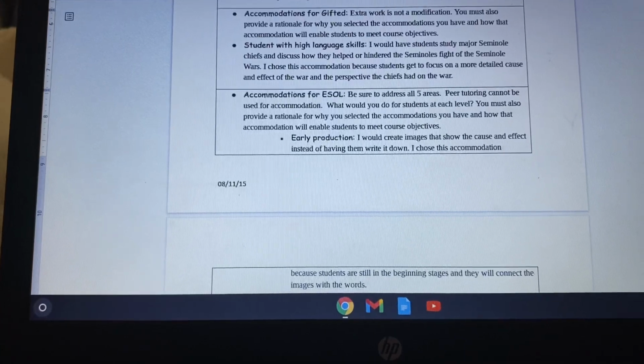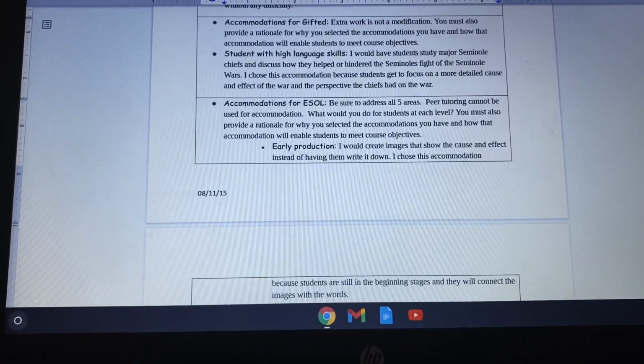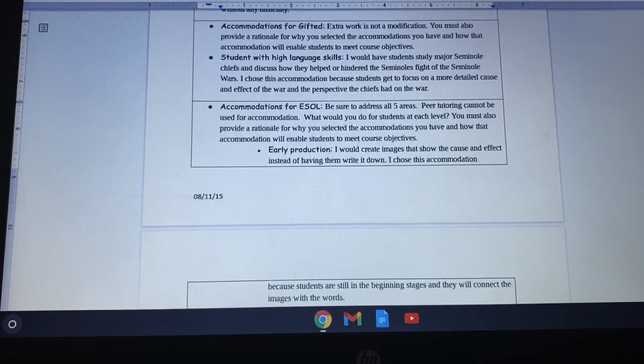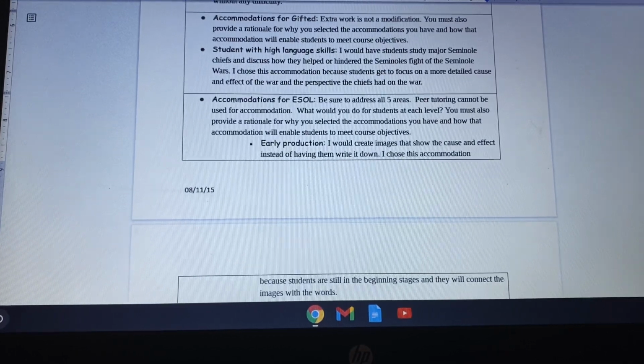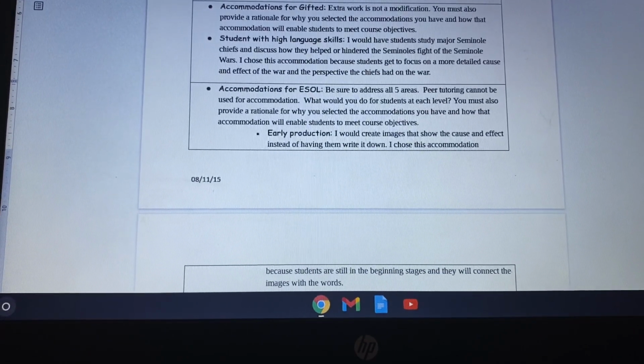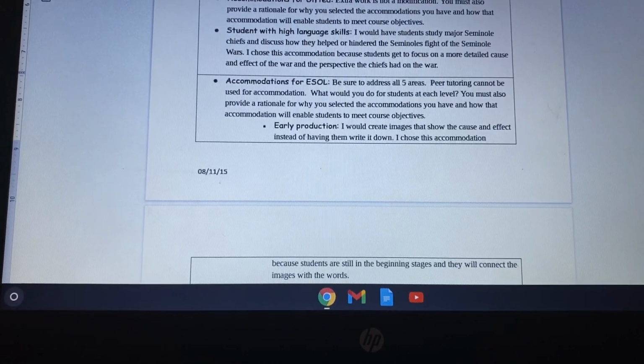Accommodations for gifted. Again, it was high language skills. And I said I would have students study major Seminole chiefs and discuss how they helped or hindered the Seminoles' fight of the Seminole Wars. I chose this combination because students get to focus on a more detailed cause and effect of the war and the perspective the chiefs had on the war.